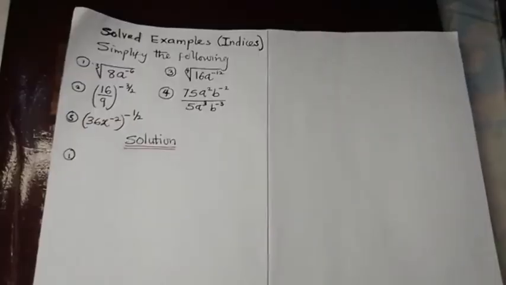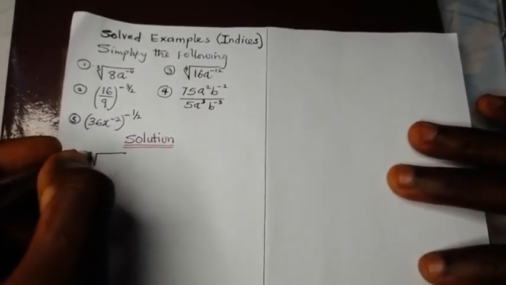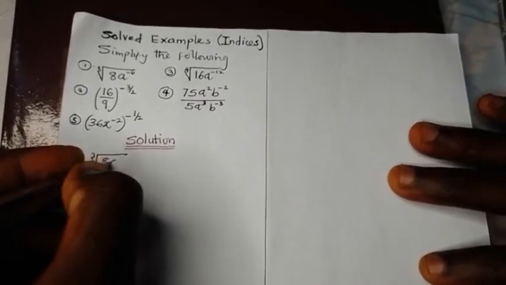Hi. So in our journey to understanding the laws of indices and its application, that is how to use the laws of indices properly, let's look at some further examples. Now we have example 1 here. We have the cube root of 8a raised to the power minus 6. How do we solve this?